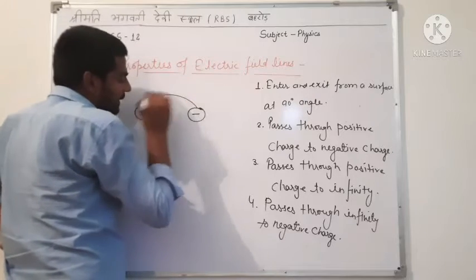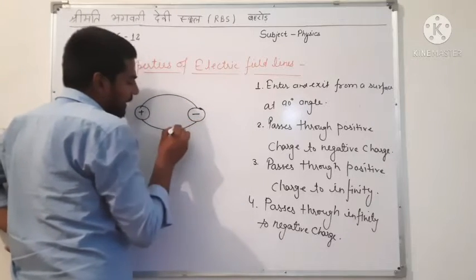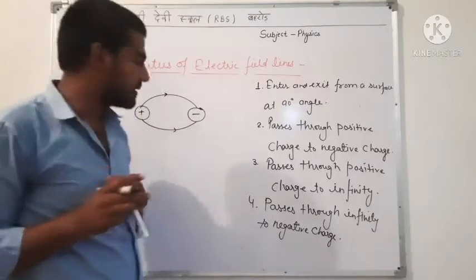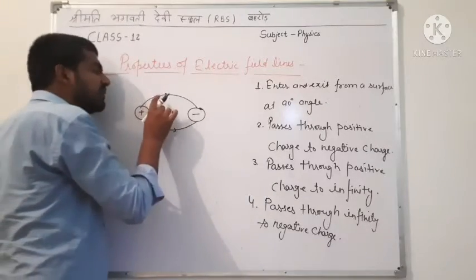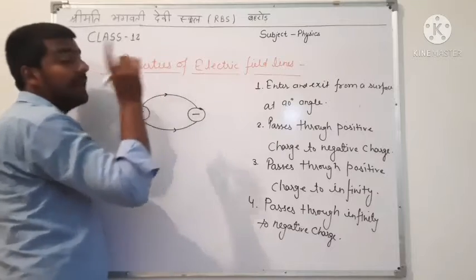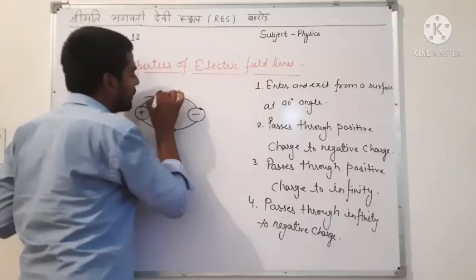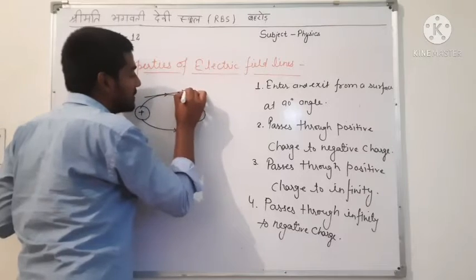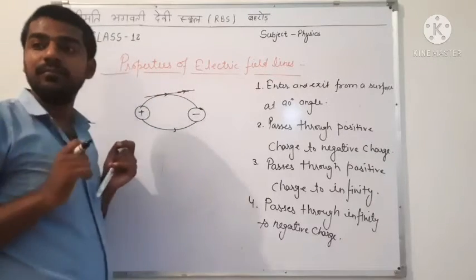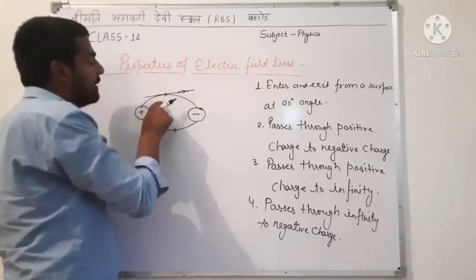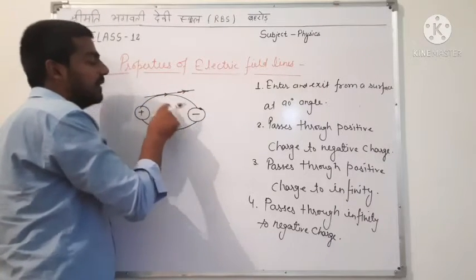This is electric field lines, which pass from positive charge to negative charge. Here, if we draw a line at the electric field line, this is the tangential line (स्पर्शरेखा) which is drawn at the electric field line.